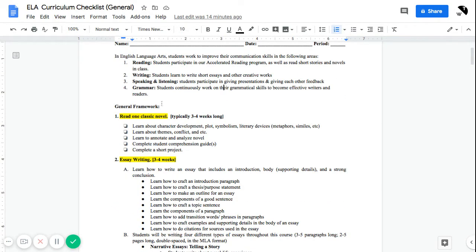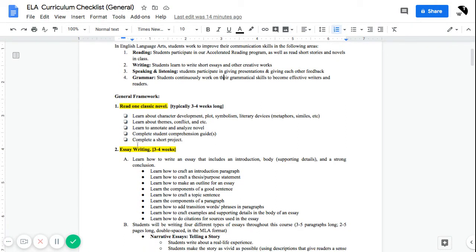So here we go. The first, just want to help you understand and get a framework of our whole curriculum. So we're going to start off by reading a classic novel, and these are some of the components that we're going to learn about: character development, plot, symbolism, theme, conflict. These are all things that we're going to look at when we read a classic novel together.